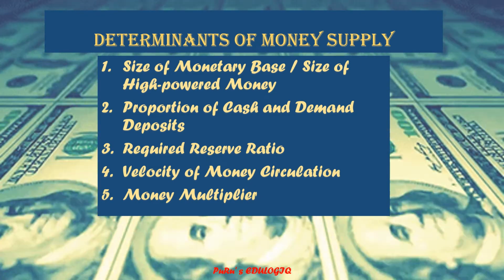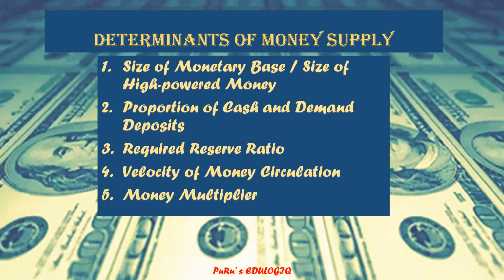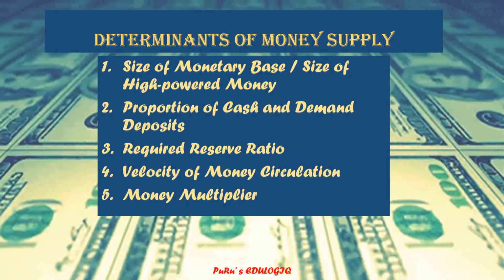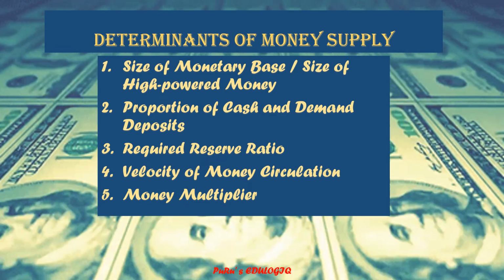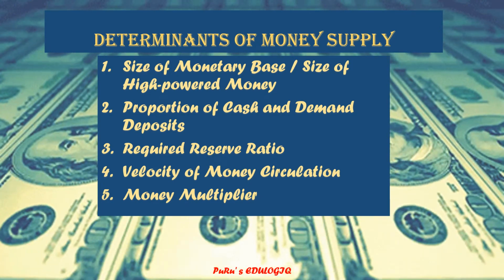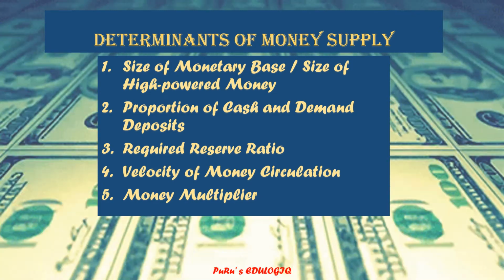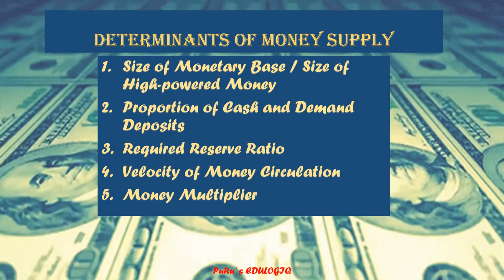Moving on further to velocity of money circulation, it refers to how many times a unit of money changes hands. It depends upon the propensity to consume, the amount of cash transactions taking place in the economy. It also depends upon the type of developed or underdeveloped banking system in the economy. The higher the velocity of money circulation, the higher is the money supply.